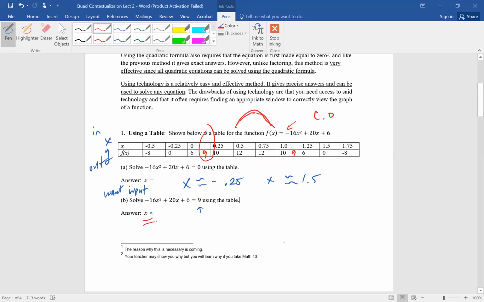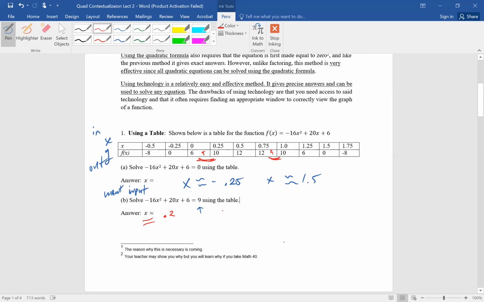So somewhere between 6 and 10, right in here, you can approximate an x value. Now notice it goes from 0 to 0.25, so maybe 0.2. I don't know, that's a little bit smaller than 0.25. And same thing here, my output of 9 should be in here somewhere.